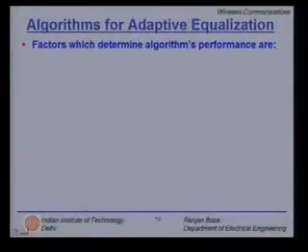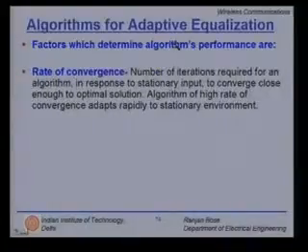First, what are the factors which determine an algorithm's performance? First is the rate of convergence. We have discussed this before. All of the algorithms are recursive. They take their own sweet time to converge. So the rate of convergence is important. What is it? The number of iterations required for an algorithm, in response to a stationary input, to converge close enough to an optimal solution. An algorithm with a high rate of convergence adapts rapidly to a stationary environment, and it is important for us to have a fast rate of convergence.